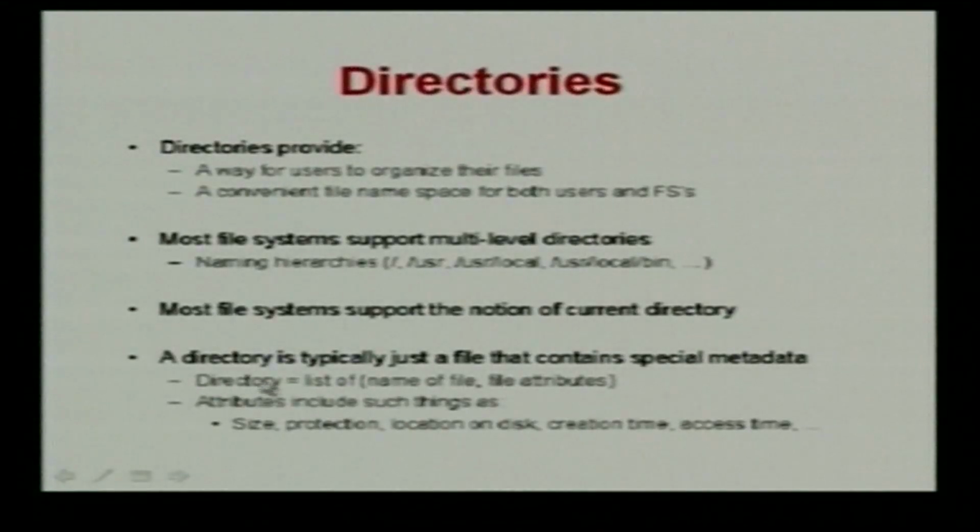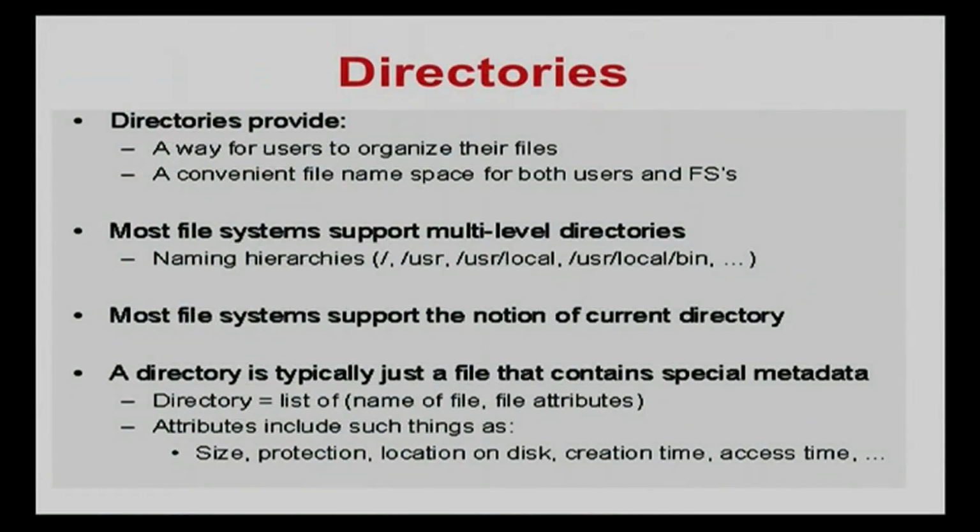For example, slash could be the root, slash user could be within the root at one level, after that this could be two levels, this would be three levels, and so on. So you have multi-level directories, and most file systems will tell you which is the current directory in which you are operating. So it has a notion of the current directory, and a directory is typically just a file, but it contains metadata. It is a list of names of files and file attributes.